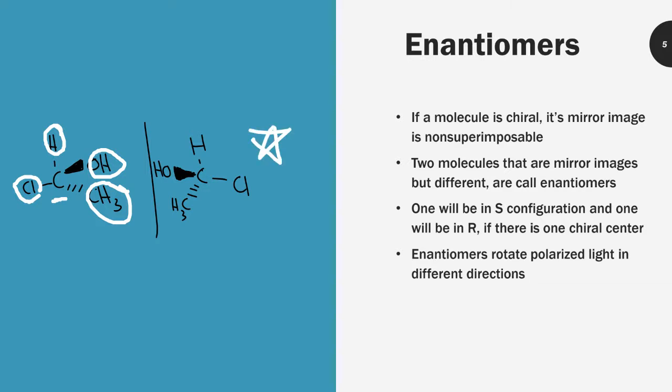Would you guys like me to build that, or do you think you got that? If you were to build it, then 2 groups would not match up if you tried to flip it back over and superimpose it. But you know that the mirror image is not superimposable because this is a chiral center.